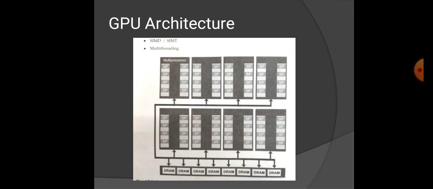Next, GPU architecture. The major components of a general purpose graphics processor: a high level GPU architecture consists of several streaming multiprocessors, called SM, which are connected to the GPU's dynamic random access memory. Each SM has a number of single instruction multiple data units, also called stream processors, and supports a multi-threading execution mechanism.